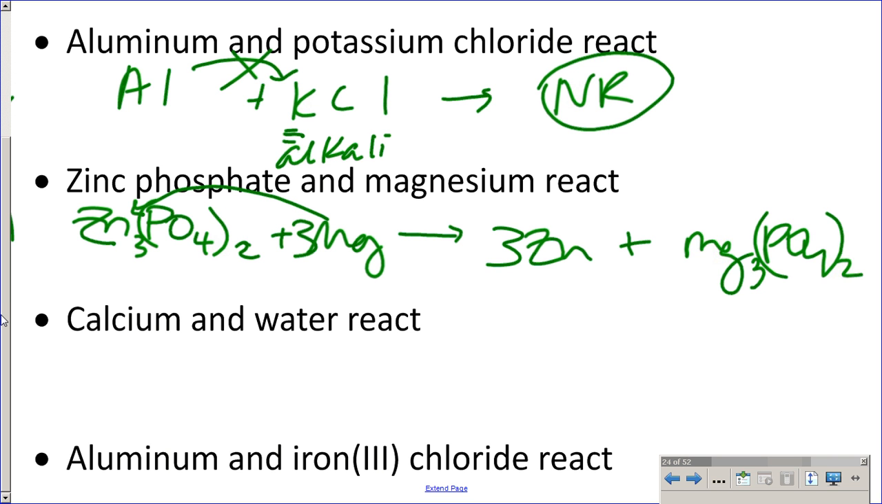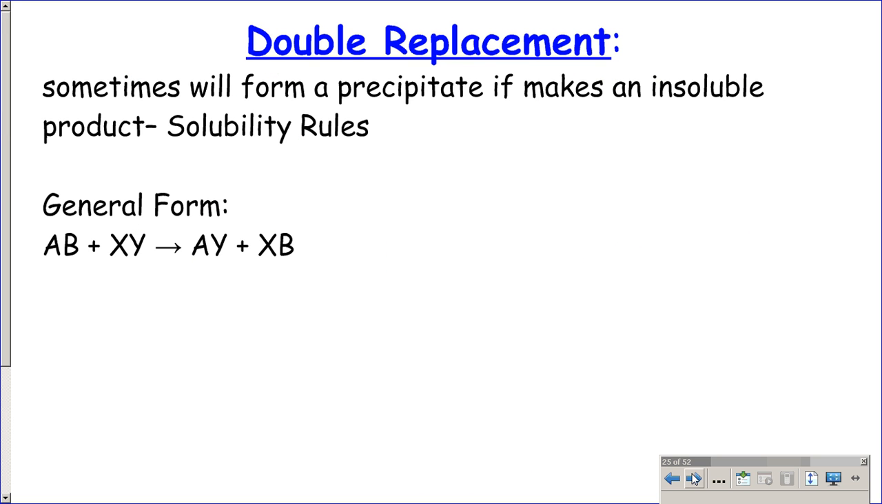Yeah, okay. Let's do double replacements. With single replacements, we should be able to look and see cations replace cations, anions replace anions. Double replacements are really, really easy. Everything just switches partners. But there's one little extra thing we have to add to this part of the discussion.